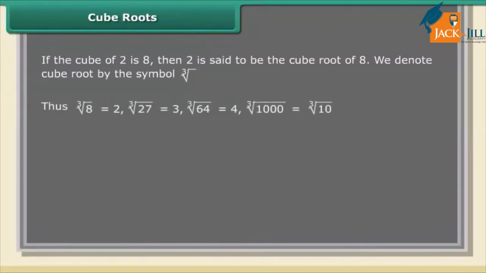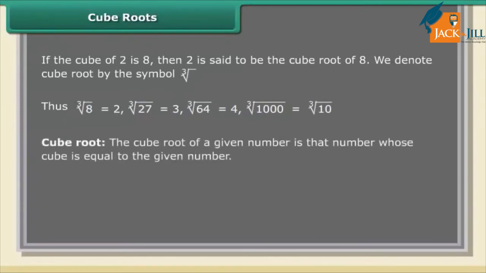Thus, cube root 8 is equal to 2, cube root 27 is equal to 3, cube root 64 is equal to 4, cube root 1000 is equal to 10. Cube root. The cube root of a given number is that number whose cube is equal to the given number.